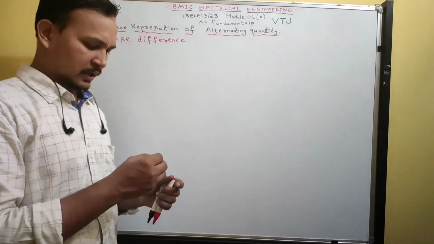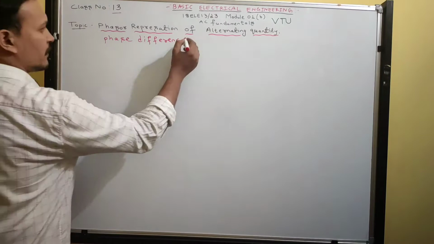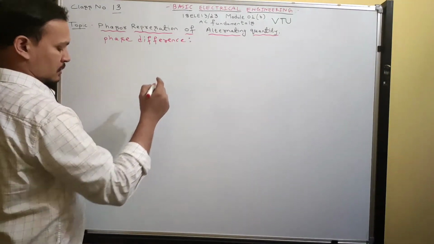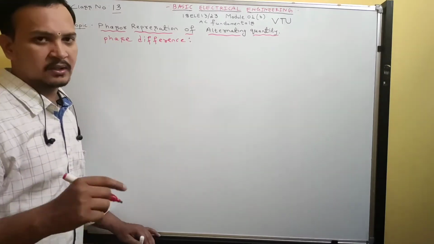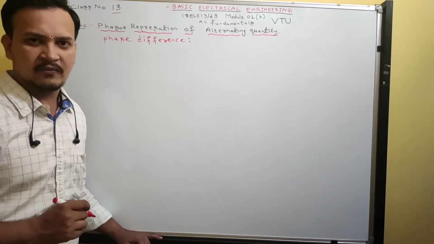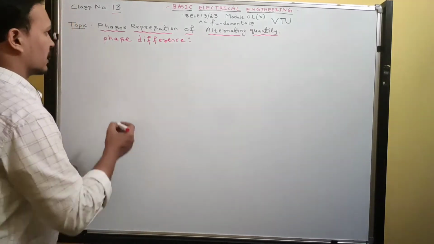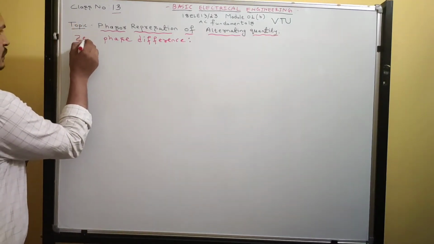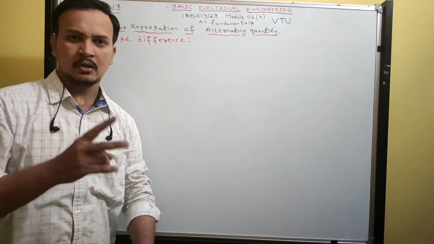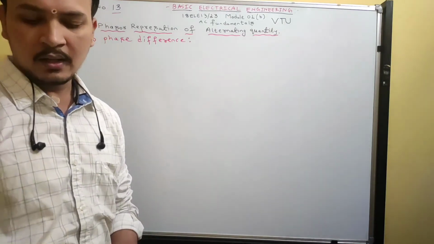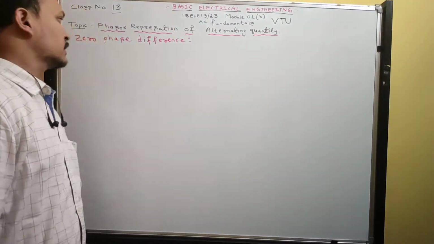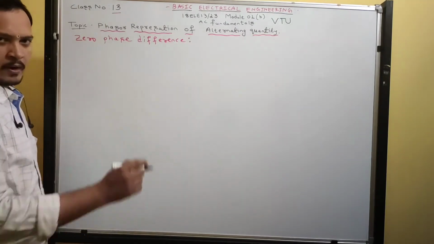There are three types of phase difference: zero phase difference, lagging phase difference and leading phase difference. First we discuss zero phase difference. For this purpose I am considering two quantities, voltage and current, and I am going to represent them in waveform type.